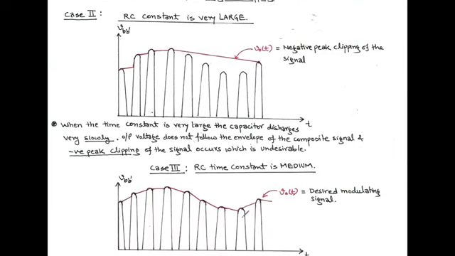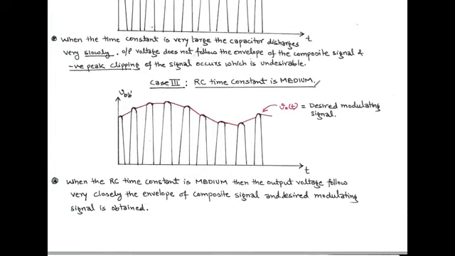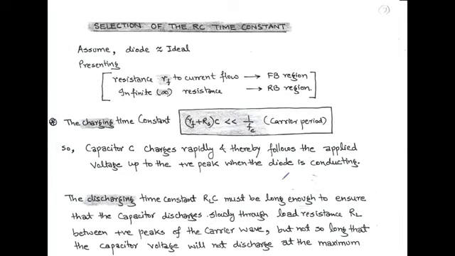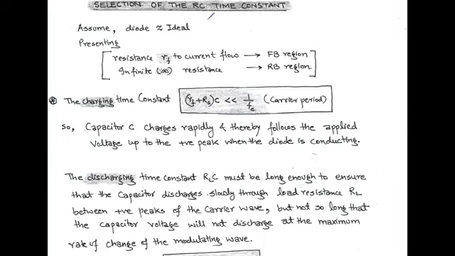And in the third case, we consider a medium RC time constant. When we consider a medium time constant, the output voltage follows very closely the envelope of the message signal and the desired modulating signal is obtained. Our next task is the selection of the RC time constant. As we have discussed, the time constant should not be very small or very large, but it should be a medium value. So what is the medium value? So there is a selection of the RC time constant.